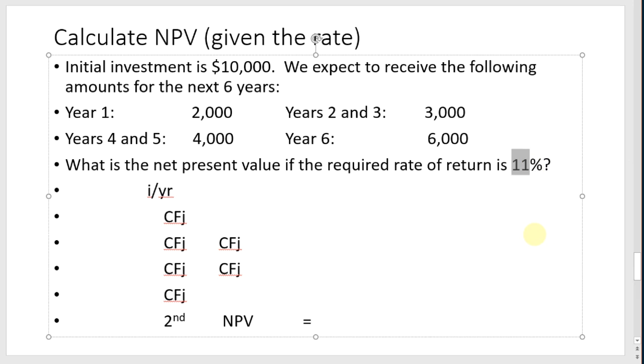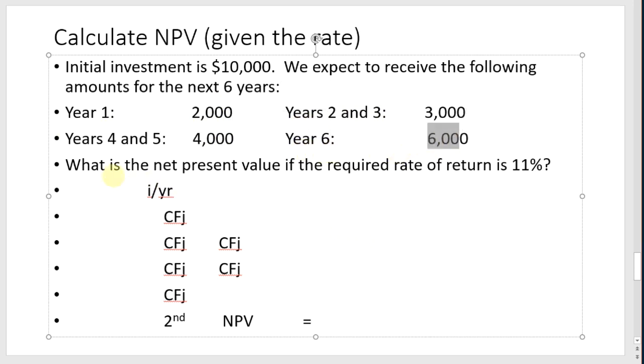Okay, so when we finally finish this, if our NPV, net present value, is more than 0, then we are earning 11% or more. If it's less than 0, a negative, we're not earning 11%. So our initial investment is 10,000. We're going to earn a profit of 2,000 in year 1, a couple of years at 3,000, a couple of years at 4,000, and then in year 6 we get 6,000.